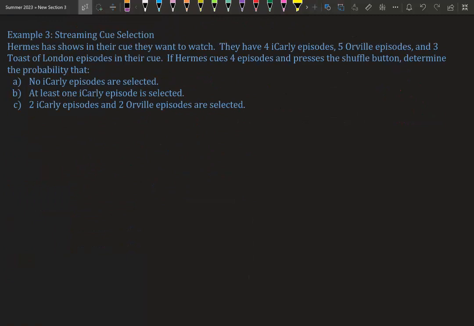Example 3, streaming queue selection. Hermes has shows in their queue they want to watch. They have 4 iCarly episodes, 5 Orville episodes, and 3 Toast of London episodes in their queue. If Hermes queues 4 episodes and presses the shuffle button, determine the probability that no iCarly episodes are selected, at least 1 iCarly episode is selected, and 2 iCarly episodes and 2 Orville episodes are selected.